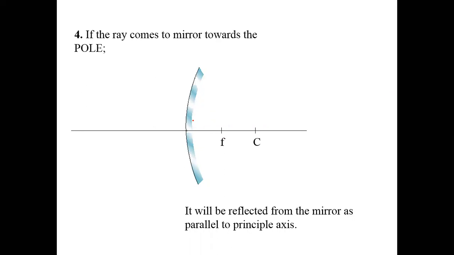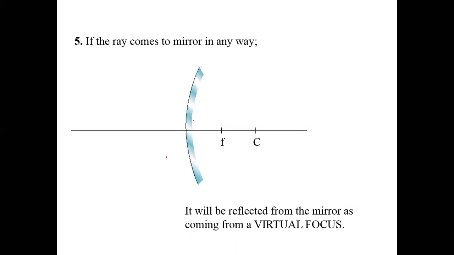What about if you send a ray towards the pole? Again, it's going to be reflected from the mirror, the same as what we learned previously. If the ray comes to the mirror in any way, it's going to be reflected again as if from a virtual focus. It's going to look like it's coming from here or here, like this.